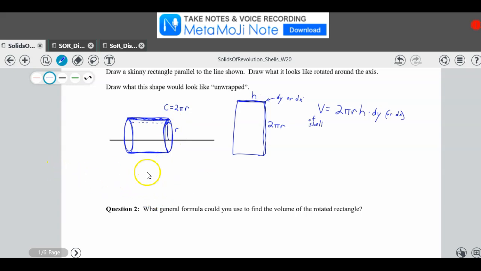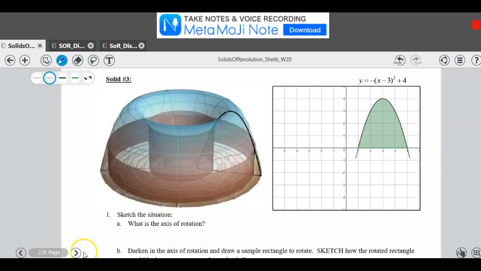So unlike washers, which are basically 2D objects, these are 3D objects as they get rotated around the axis. They're just really thin. So you can think of it as just stacking a bunch of these thin pieces together to form your object.